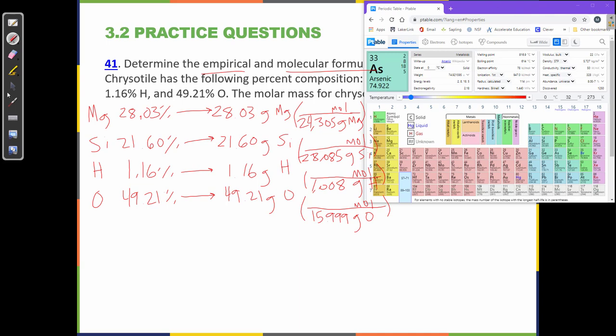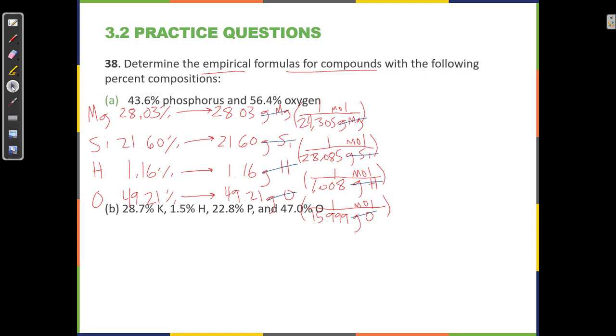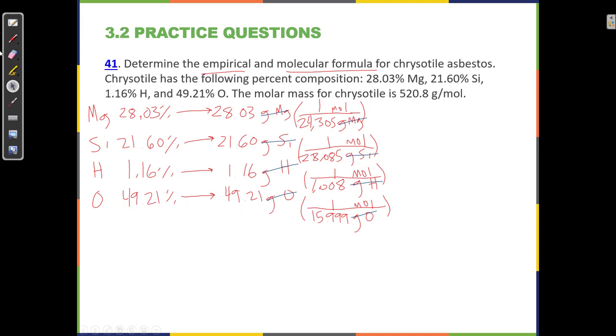Oxygen, 15.999. And remember, whenever we are calculating masses from the periodic table, or molar masses, or molecular masses, or formula masses, it's always per 1 mole. Okay, so we set these up so that grams are on top and grams on the bottom. Let's perform these calculations. 1.15.